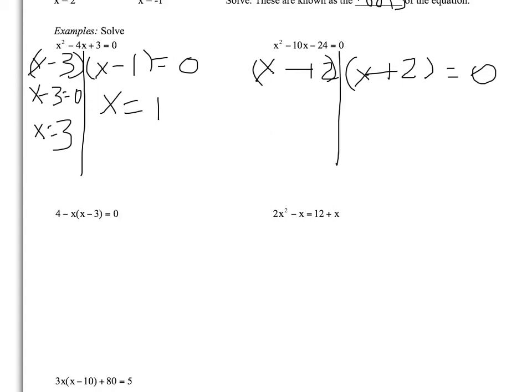Once you factor it, you set your factors equal to 0. So you'll get x equals 12. Here, set this factor equal to 0 and solve for x, subtract the 2, you get x equals negative 2. And you're done there.